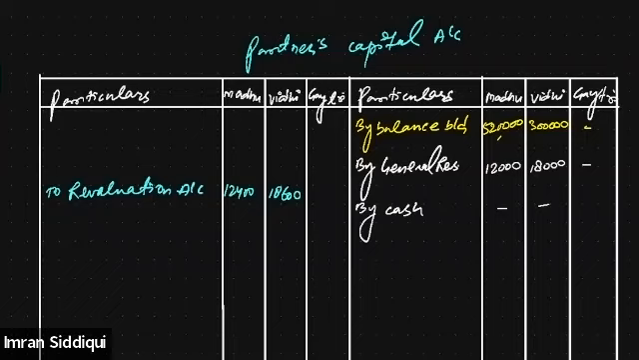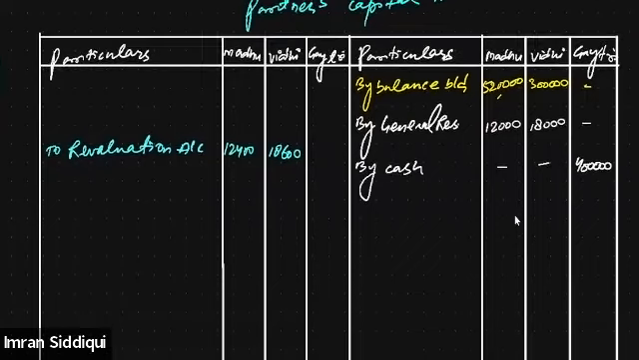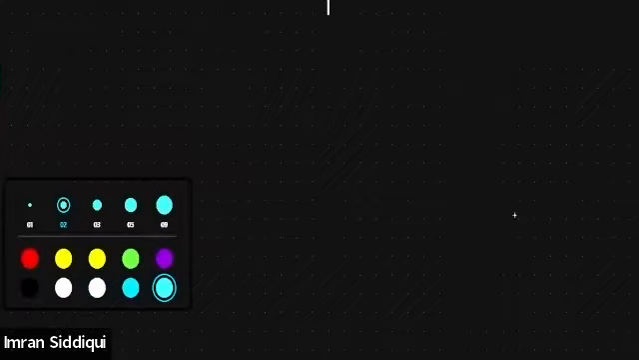Gayatri brought 4 lakh as her capital, and she also brought goodwill that will be distributed among the sacrificing partners. For that purpose, we will have to determine the gaining and sacrificing ratio of the partners, and apart from that, we need to calculate Gayatri's share in the goodwill as well.